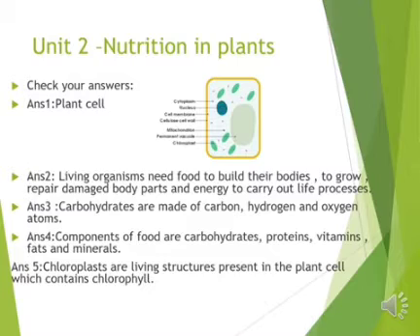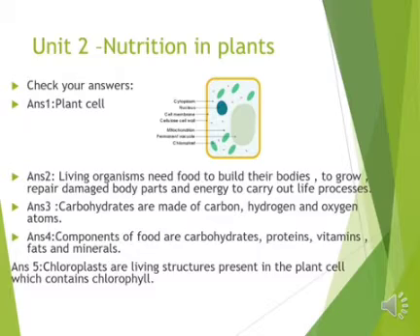Living organisms need food to build their bodies, to grow, repair damaged body parts, and for energy to carry out life processes. The third question was, what are the components of carbohydrates? Carbohydrates are made of carbon, hydrogen, and oxygen atoms. Question 4, what are the components of food? Components of food are carbohydrates, proteins, vitamins, fats, and minerals.